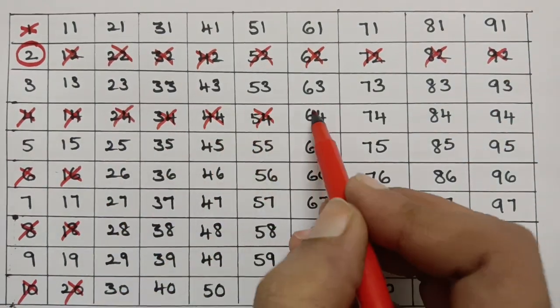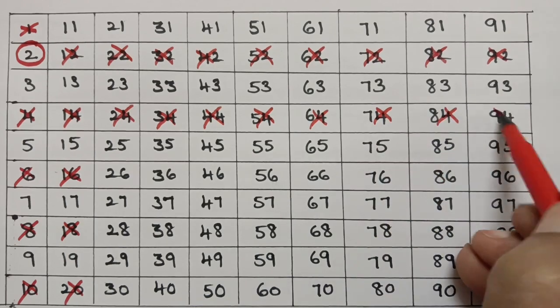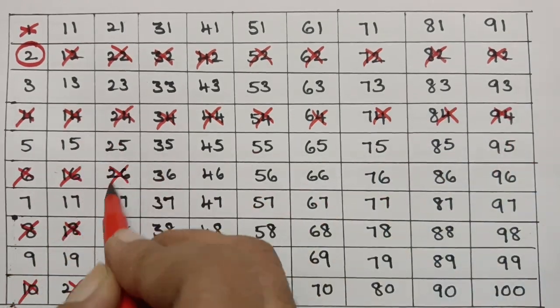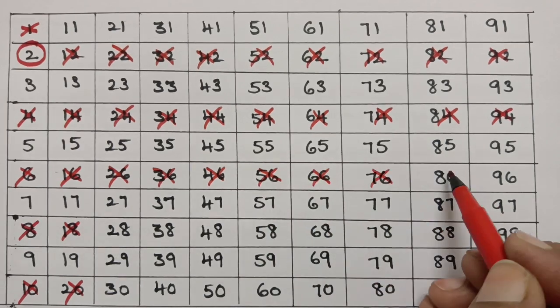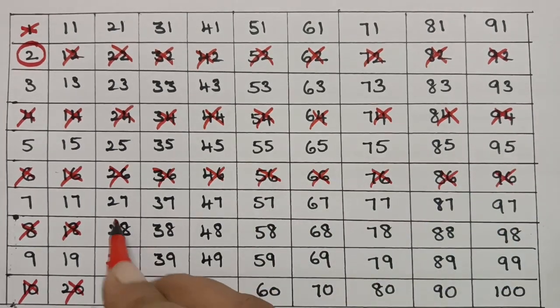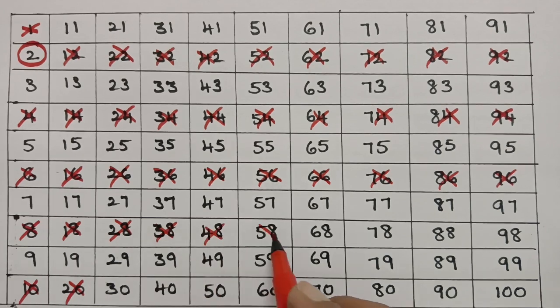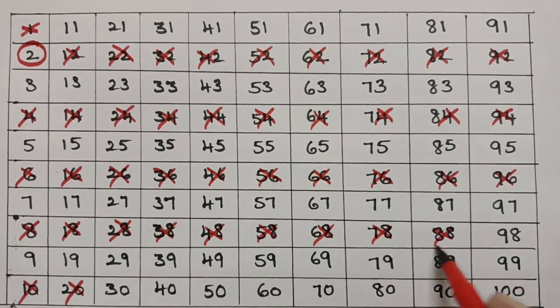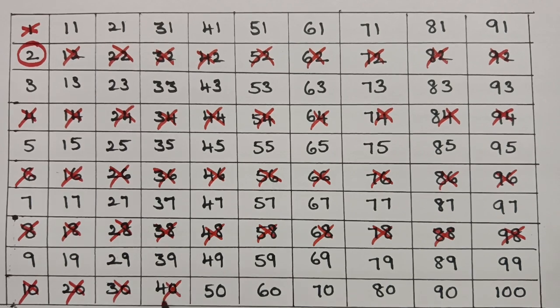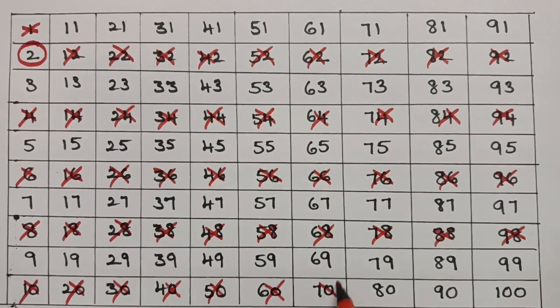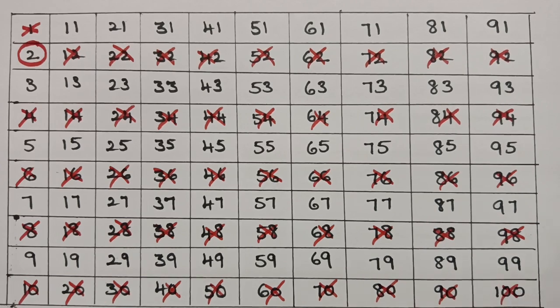See here, this is the easy way. Continuing the same way: 76, 86, 96, then 28, 38, 48, 58, 68, 78, 88, and 30, 40, 50, 60, 70, 80, 90 and 100.